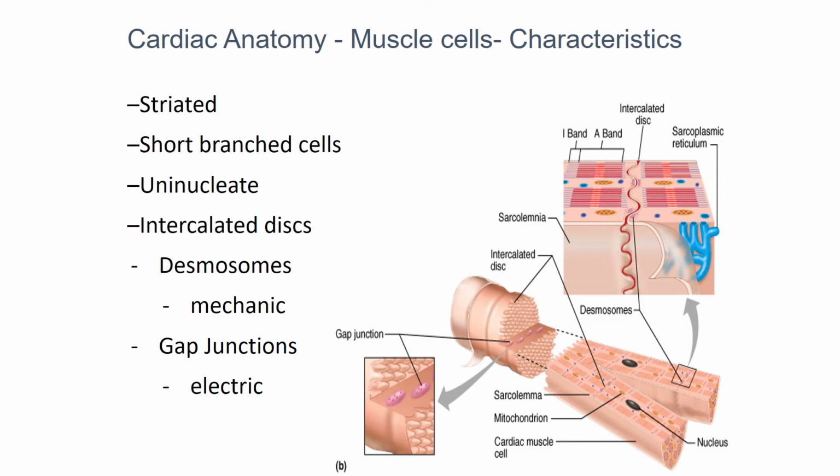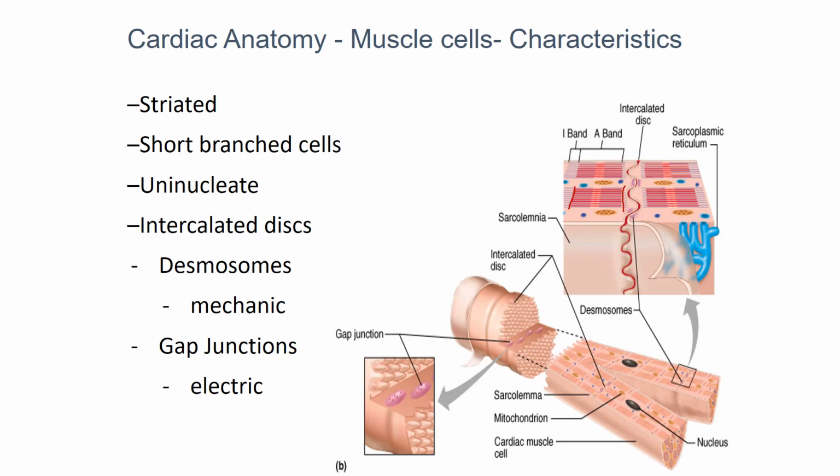So the next unit that we'll look into for chapter 13 is the structure and function of the heart. To begin, let's look at a brief overview of cardiac anatomy and their muscle cells. These are going to be striated just like skeletal muscle was, and so these are going to be defined by a sarcomere, so from Z disc to Z disc.